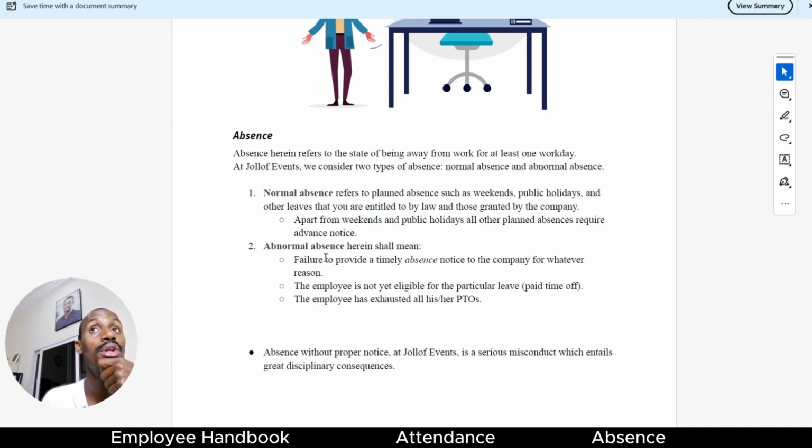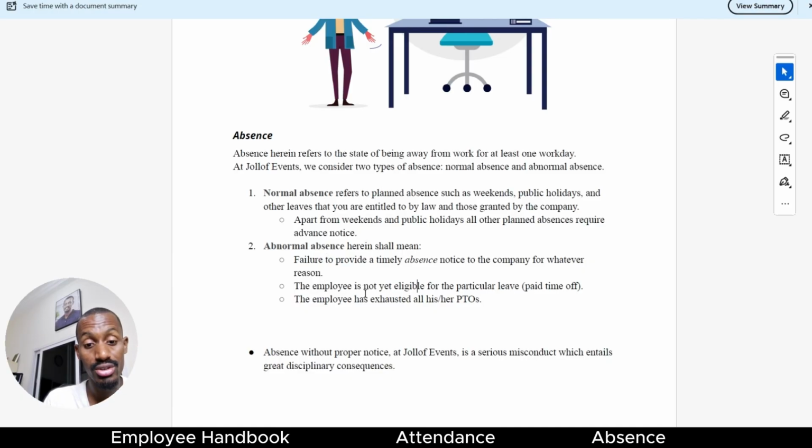And it's not only that the company is going to deduct your salary and leave you like that. The company is going to take note, and if you have very frequent abnormal absence, you are going to be dismissed straight away. Abnormal absence is like you get dismissed as soon as possible.